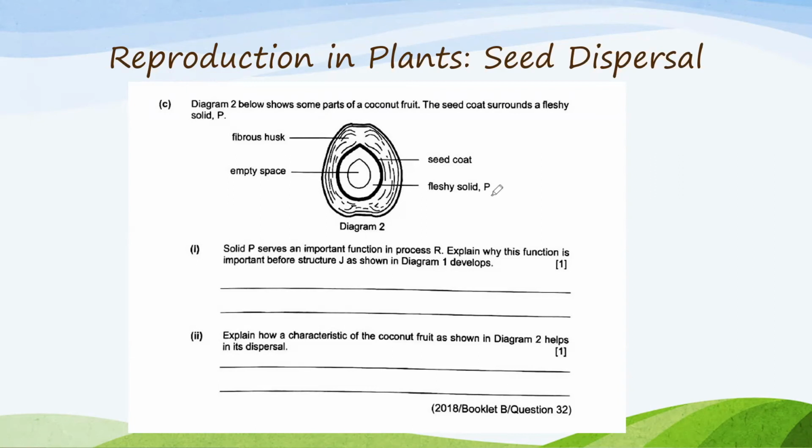The question says that the solid pea serves an important function in process R. Explain why this function is important before structure J, as shown in diagram 1, develops. Process R is germination, right? They have asked us what process it is in the previous question. So why is this function important? Firstly, we need to recognize what this part is. What is the fleshy solid pea? It is the seed leaves. So what's the function of the seed leaf? It is to provide nutrition to the young plant, because the seedling is unable to make its own food, unable to photosynthesize until it can grow the first few leaves. But before that, it's not able to. So it gets the nutrition from the seed leaves.